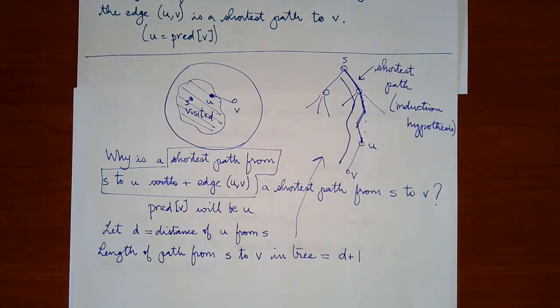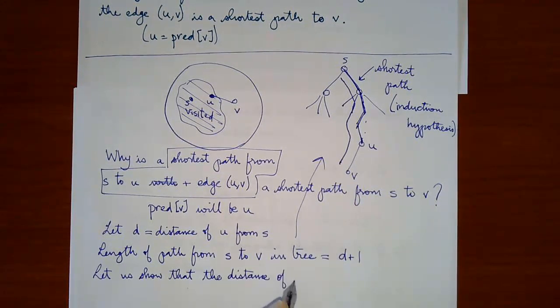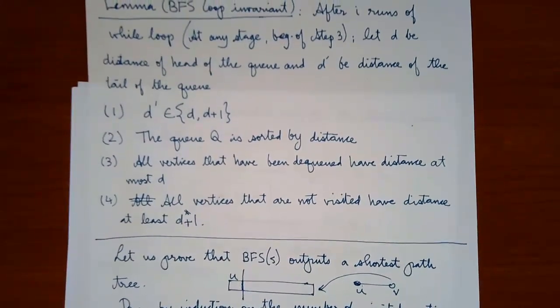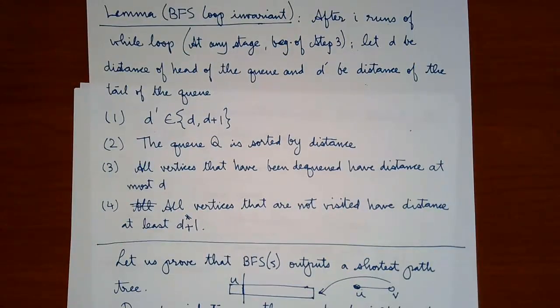Is that right? So let us show that the distance of V from S is D plus 1. Now I'm going to show you the loop invariant. Pause for a minute and read the loop invariant. The loop invariant should tell you why the distance is D plus 1.